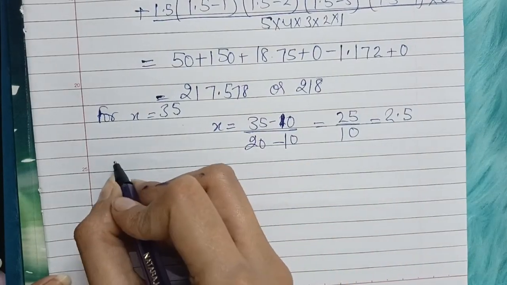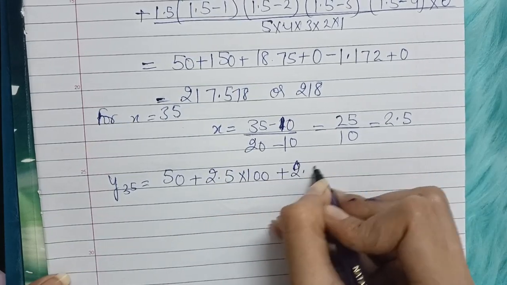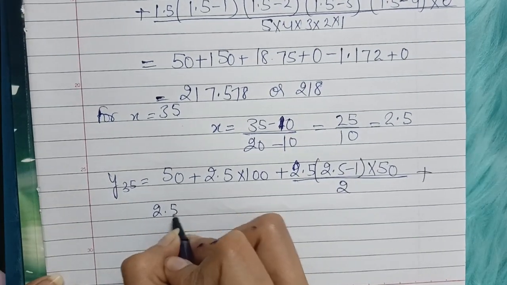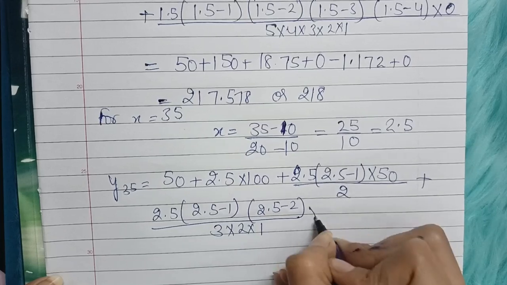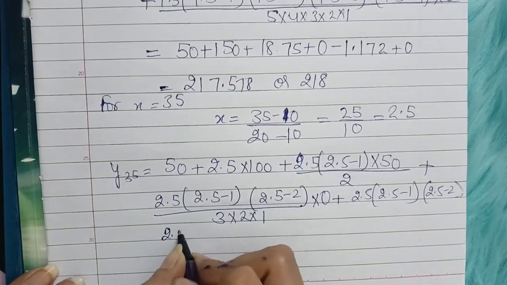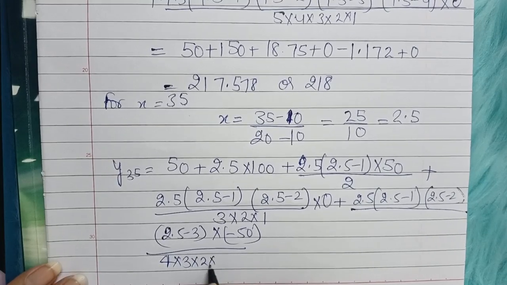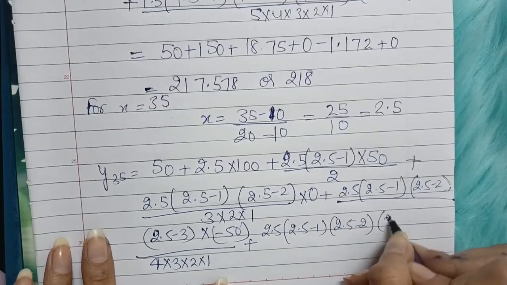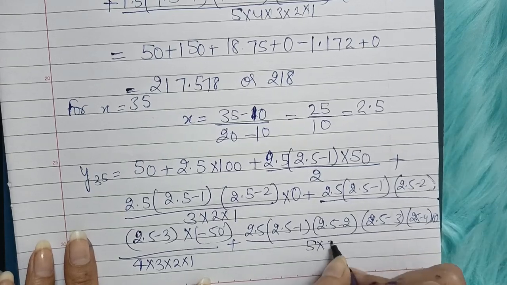I'm doing it. So y35 equals 50 plus 2.5 into 100 plus 2.5 minus 1 into 50 whole divided by 2 plus 2.5 minus 1 into 2.5 minus 2 whole divided by 3 into 2 into 1 into 0 plus 2.5 minus 1, 2.5 minus 2, 2.5 minus 3 into minus 50 whole divided by, कितना था, 4 फैक्टोरियल था ना, 4 into 3 into 2 into 1 plus the last portion 2.5 minus 1, 2.5 minus 2, 2.5 minus 3 into 2.5 minus 4 into 0 whole divided by 5 into 4 into 3 into 2 into 1.